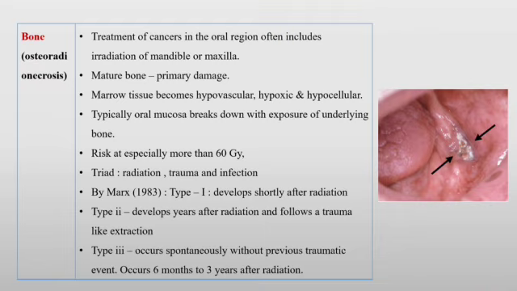Type 1 is osteoradionecrosis that develops shortly after radiation. Type 2 develops years after radiation and follows a trauma like extraction. And type 3 occurs spontaneously without a previous traumatic event like infection, which occurs 6 months to 3 years after radiation.